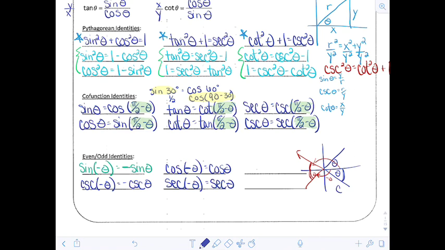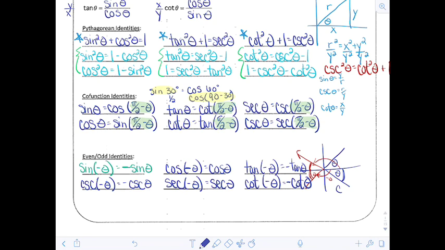And last but not least, tangent of negative theta. So the tangent of negative theta, remember tangent and sine work the same way. So the tangent of a negative theta is going to be the same as the negative tangent of positive theta. And then the reciprocal function, the cotangent of negative theta, is equal to the negative cotangent of theta.